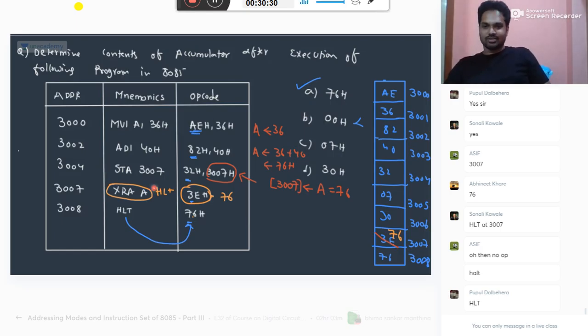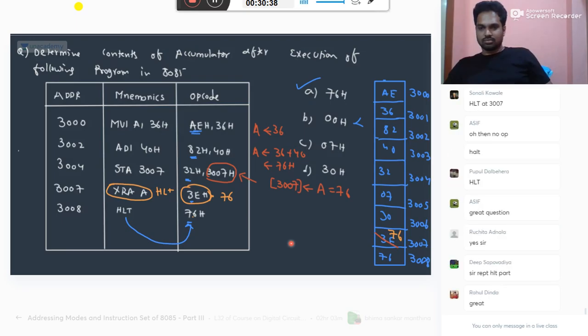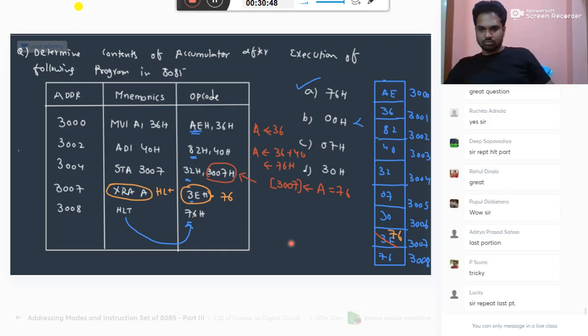Listen here. This is the program. Up to this part, A is copied with 36. The store accumulator instruction stores it into the 3007 memory location. Whatever data was in the 3007 memory location is replaced. Now with how much? 76. So this number will be replaced by 76.